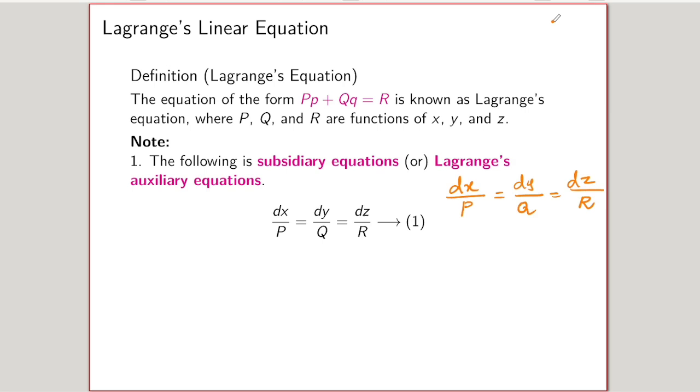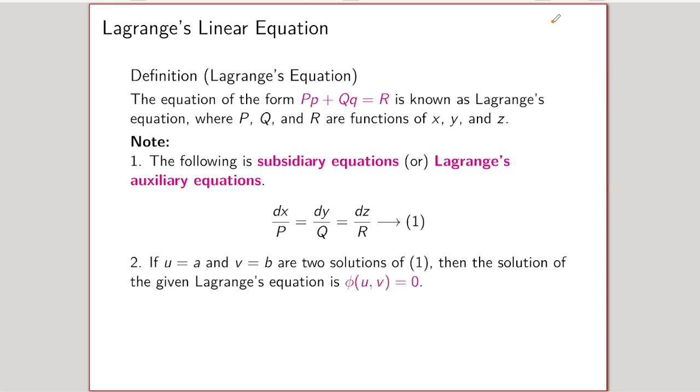This equation is also named Lagrange's auxiliary equation because using this equation only we'll be able to find the solutions. After writing the subsidiary equation, we'll be able to determine two solutions. That is, u is equal to a and v is equal to b. If we are able to determine such solutions, we can write the solution for the given Lagrange equation as phi of u comma v is equal to 0.